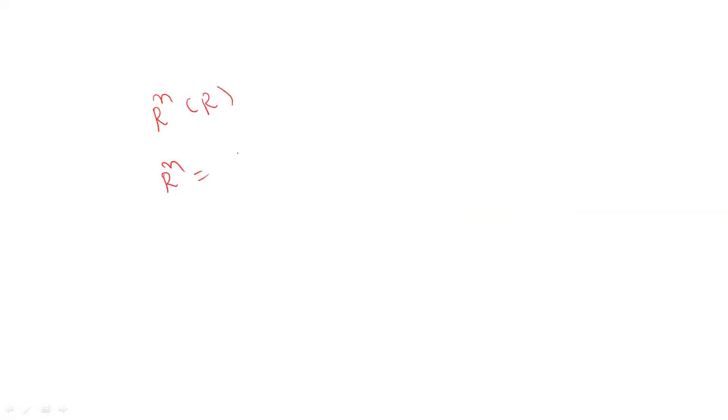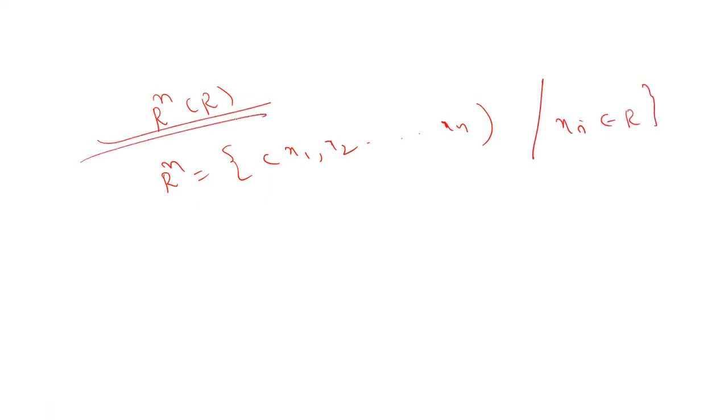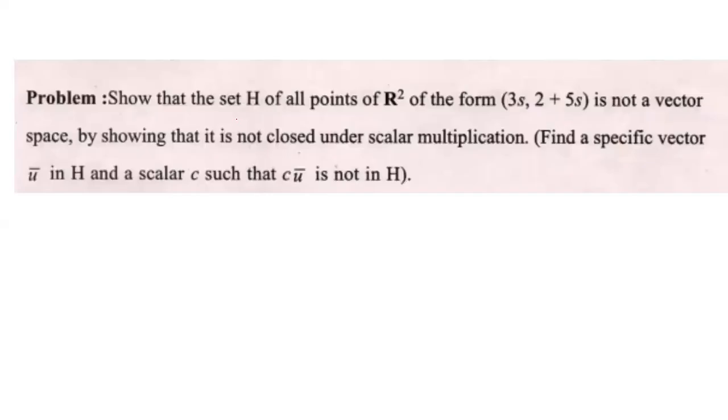R^n means you have n-tuples x1, x2, ..., xn, each one a real number. So in the same manner, we can show that R^n over R is also a vector space. Okay, one more problem. Show that the set of all points of R square of the form (3s, 2 + 5s) is not a vector space.